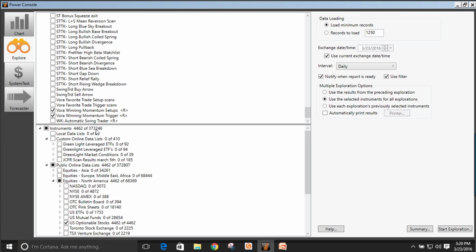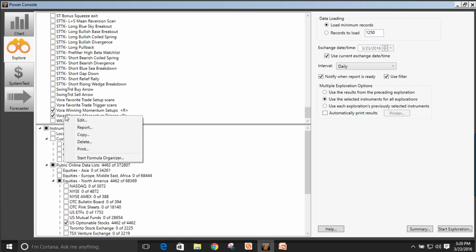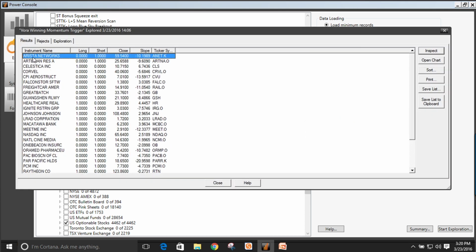I am not going to run this scan now. I've actually pre-ran it, but it only took a few minutes to go through and identify all of the setups and triggers. I do want to spend just a minute to show you what a report would look like. So what I'm going to do is open up the trigger report. This is what this is going to look like. Basically, you're going to have the instrument names right here.